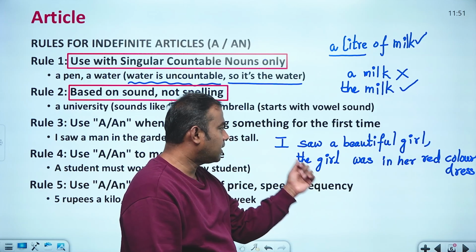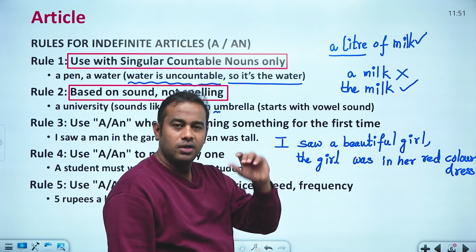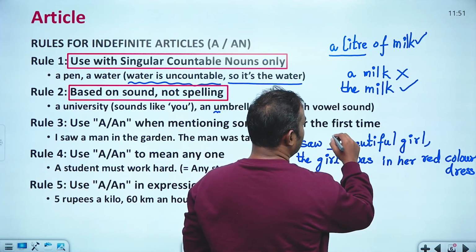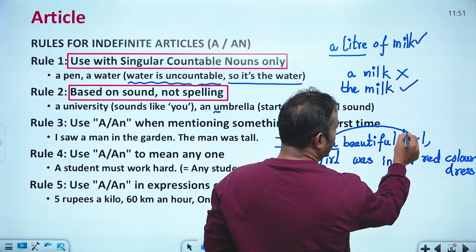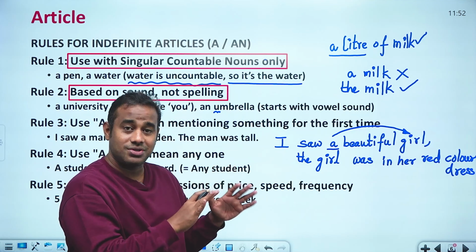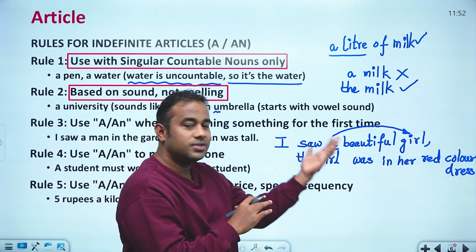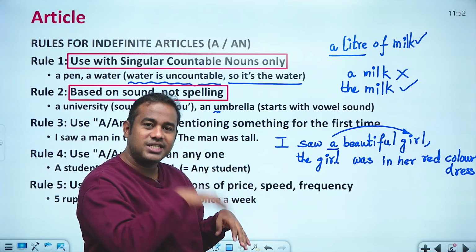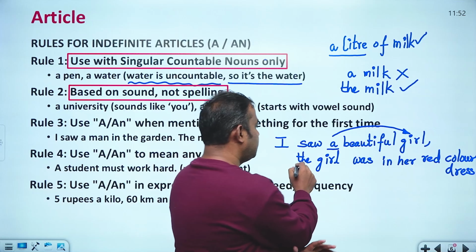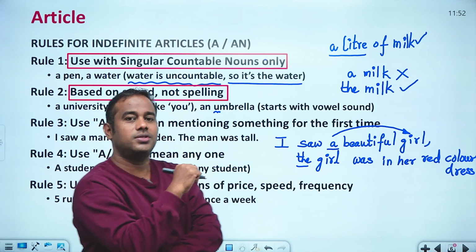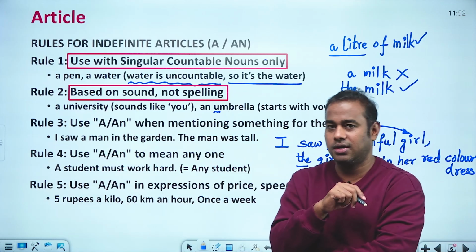So here, I saw a beautiful girl. Before that itself, you have given the specification of what the girl is. So you have already established a conversation. After that sentence, when you use the girl, it means we are talking about that specific girl, right? Which specific girl? The beautiful girl. So then you can use the definite article.